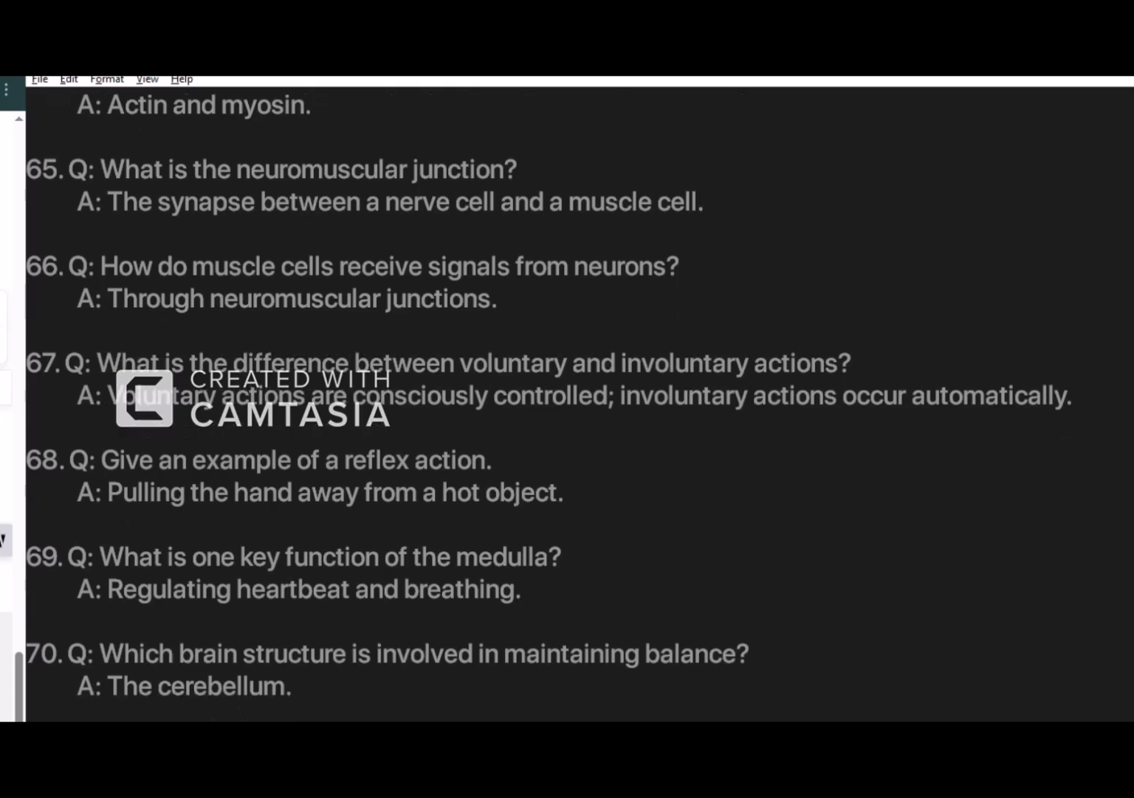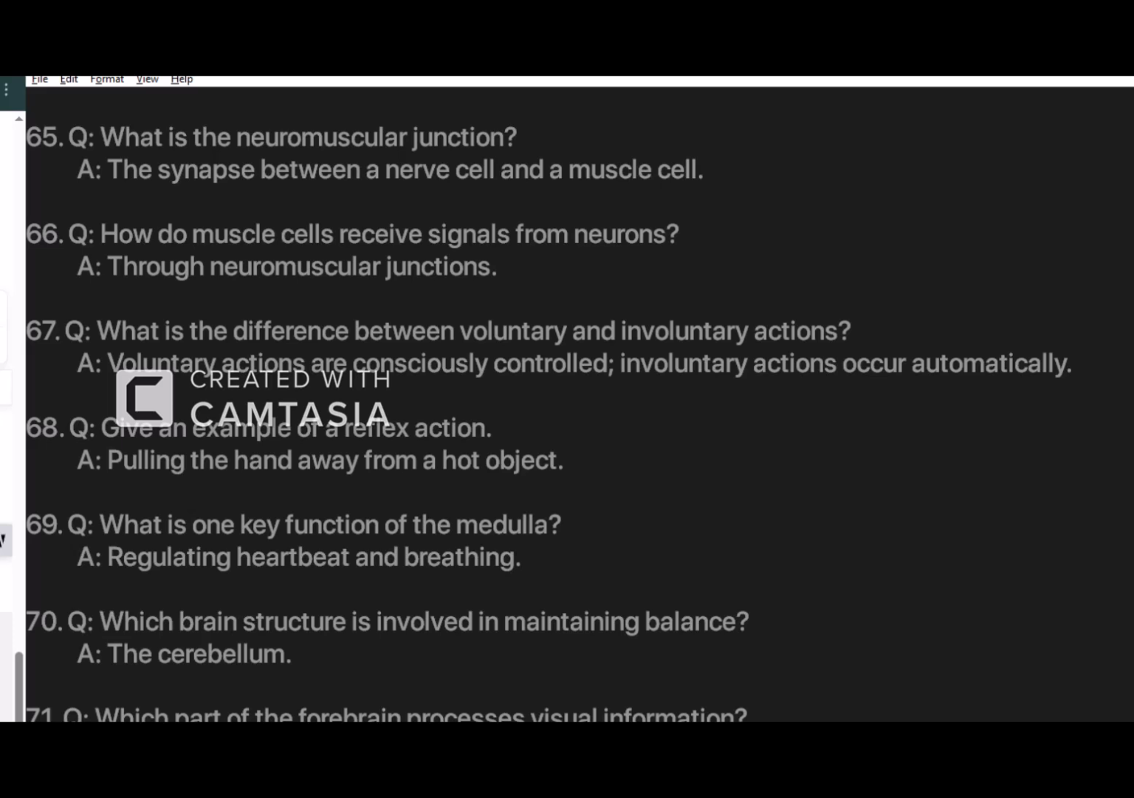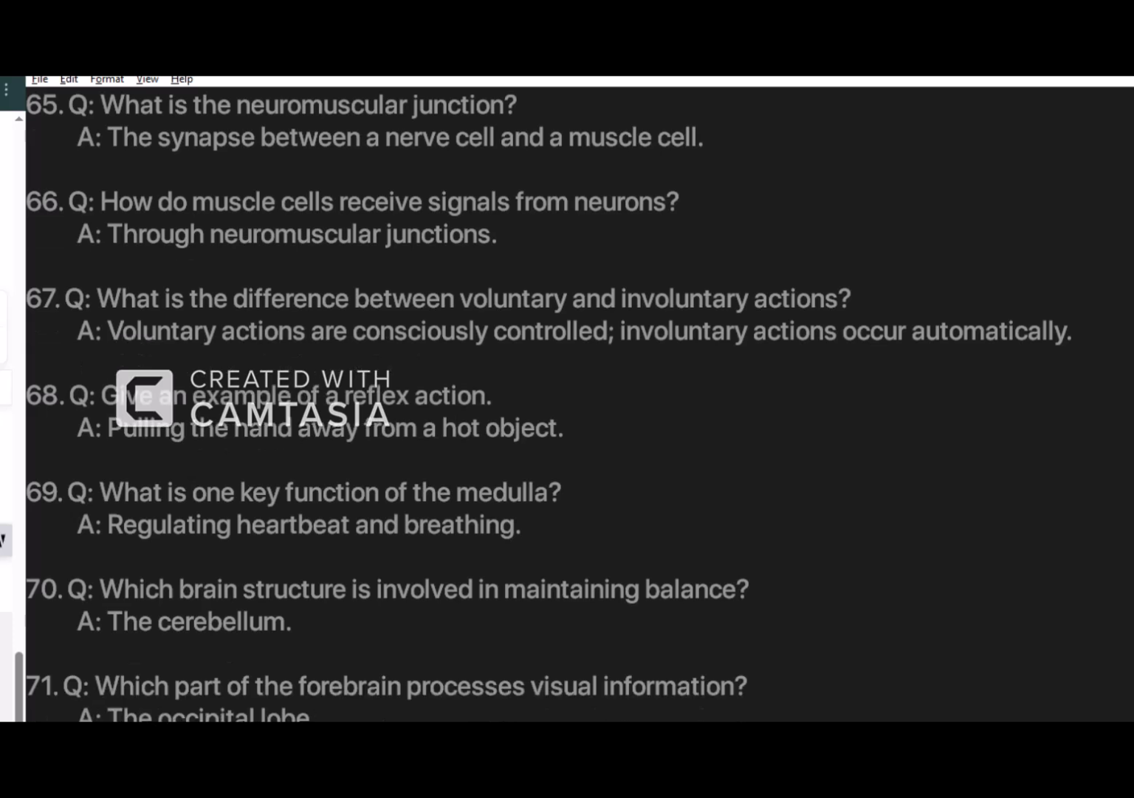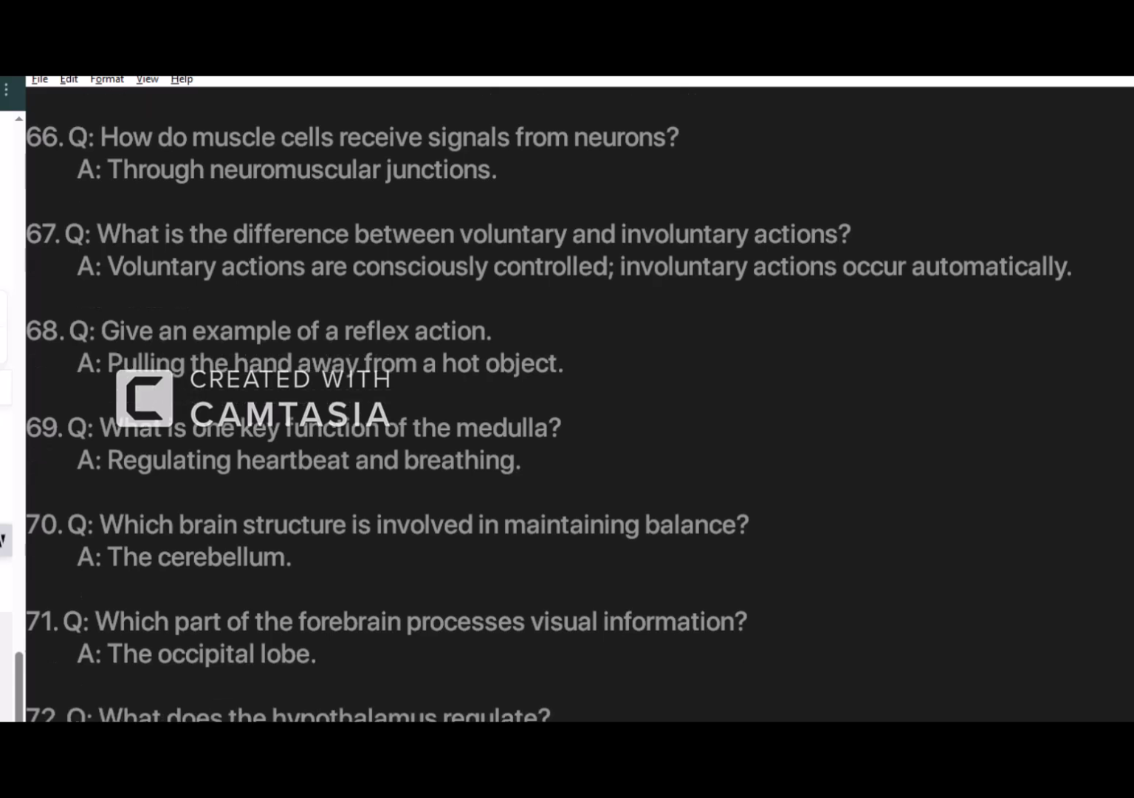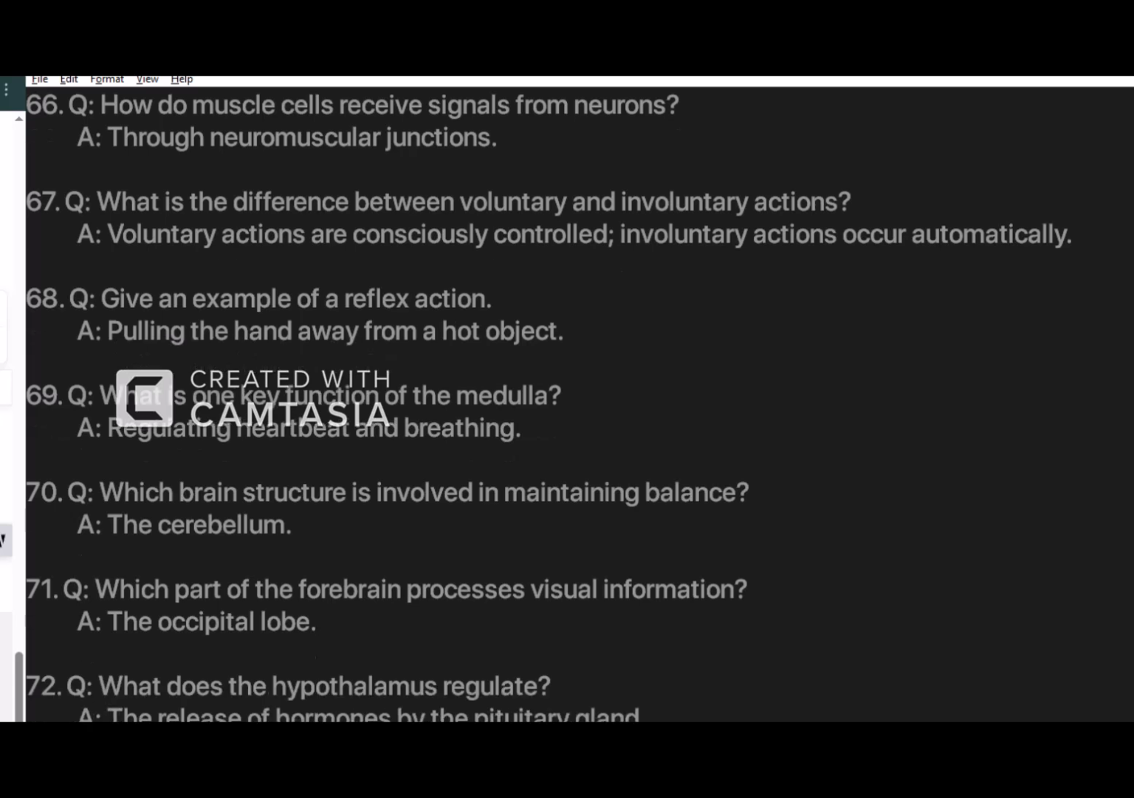70th. Q. Which brain structure is involved in maintaining balance? A. The cerebellum. 71st. Q. Which part of the forebrain processes visual information? A. The occipital lobe.